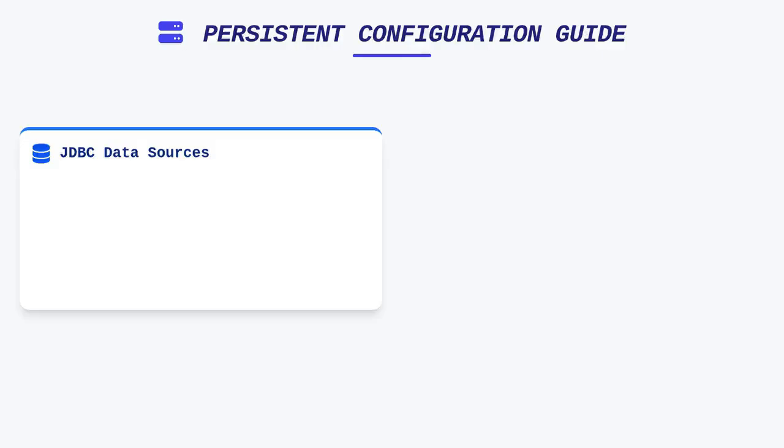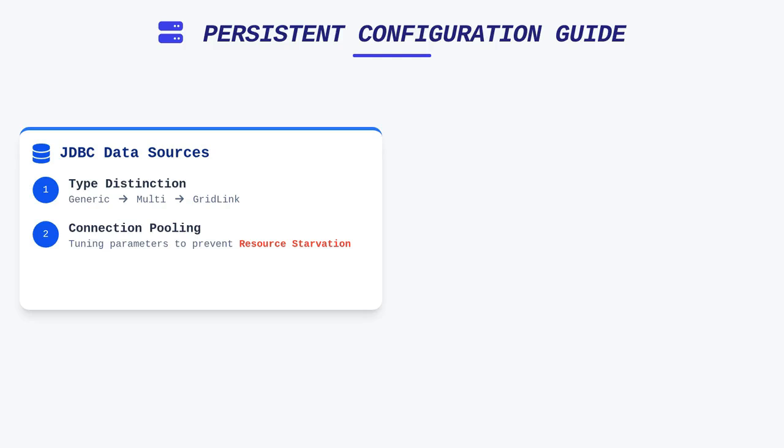In the area of persistent configuration, the distinction between JDBC data source types is critical, especially when differentiating between generic, multi, and grid-linked data sources. Many questions focus on the configuration of connection pools and the specific parameters that define their behavior under high load. Pay close attention to how WebLogic utilizes the JDBC driver to handle connection requests, and when you might need to tune these properties to prevent resource starvation.